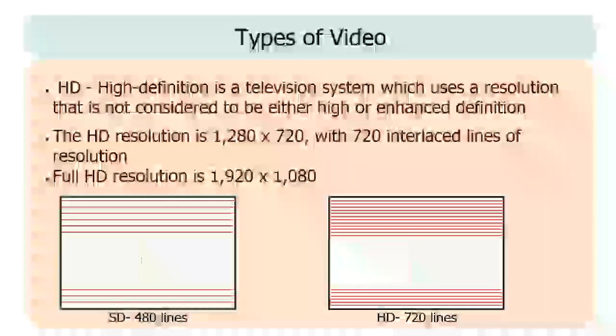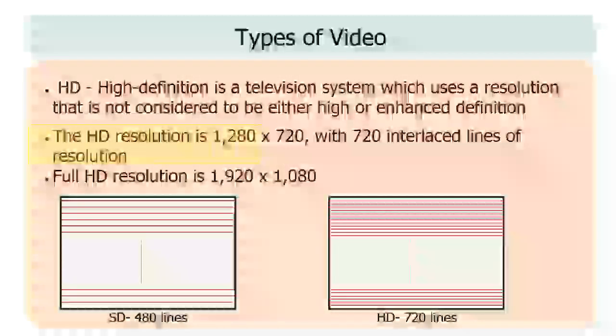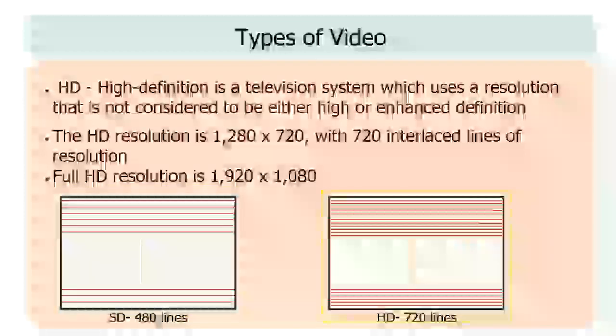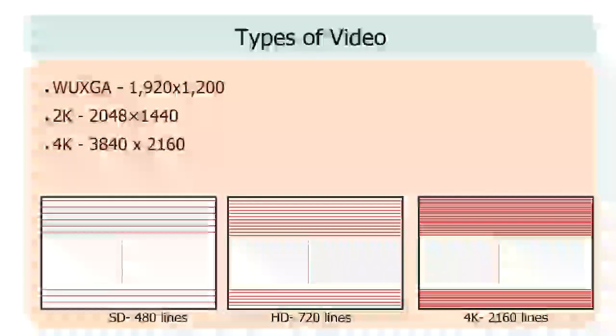Then there is high definition, HD. HD resolution is 1280 x 720 with 720 interlaced lines of resolution. So as you can see, this is the difference between standard definition and high definition. There are 720 such lines. Each line consists of 1280 pixels. Full HD resolution is a little bit more advanced, where there are 1080 interlaced lines and 1920 pixels in each line.